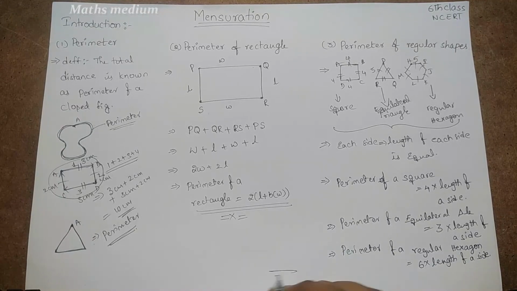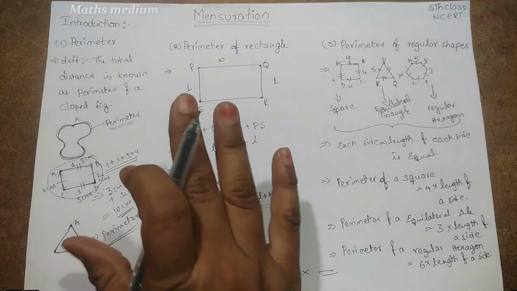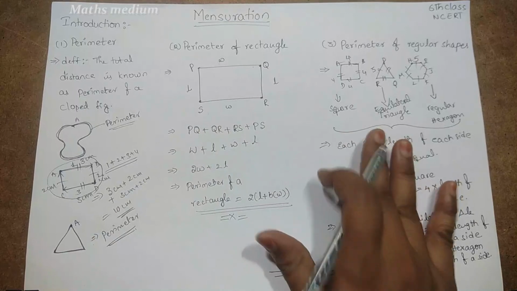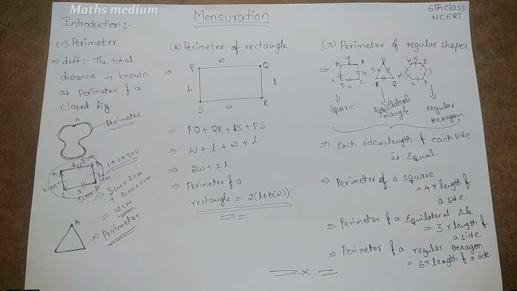So this is what a perimeter is, and the perimeter of a rectangle and of regular shapes. I hope you understand this session.